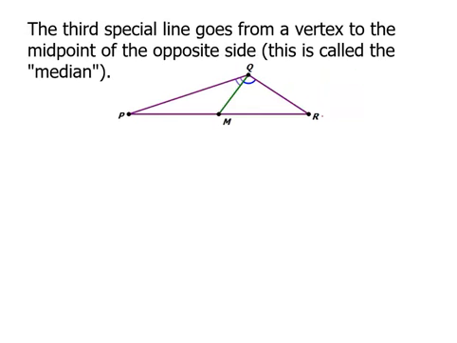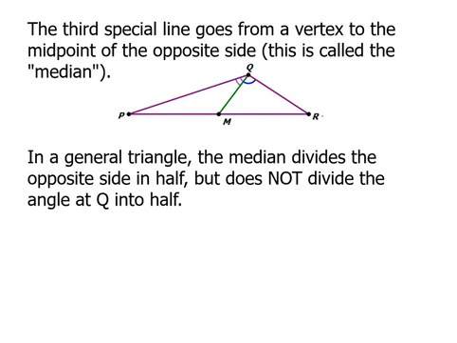The third special line from a vertex goes from the vertex to the midpoint of the opposite side. And this is called the median. You don't need to know that word. But the big idea here is that in a general triangle, the median divides the opposite side in half, but it does not necessarily divide the angle in half. And so we definitely know that PM equals MR because M is a midpoint, but in general, it's going to be true that those two angles at Q are not equal to each other. So that's really important to know. If you're told that something intersects a midpoint, you cannot simply conclude that the two angles are equal also.